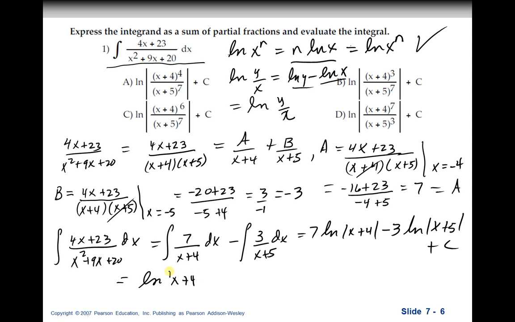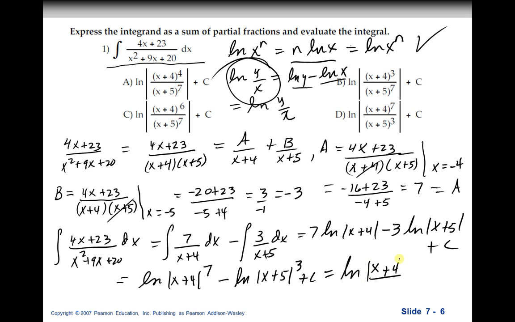ln of the absolute value of x plus 4 to the 7th power minus ln of the absolute value of x plus 5 to the 3rd power, plus a constant, which can be written using the quotient property as ln of the absolute value of x plus 4 to the 7th power divided by the absolute value of x plus 5 to the 3rd power, plus a constant. And that is answer D.